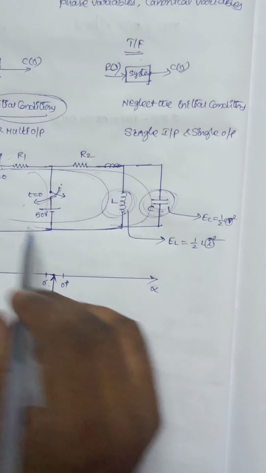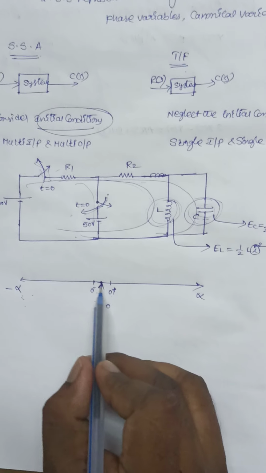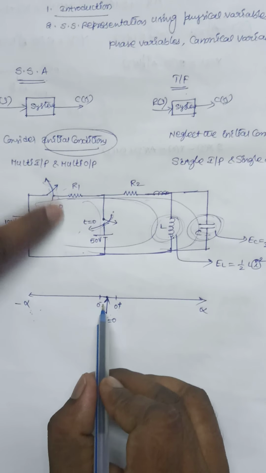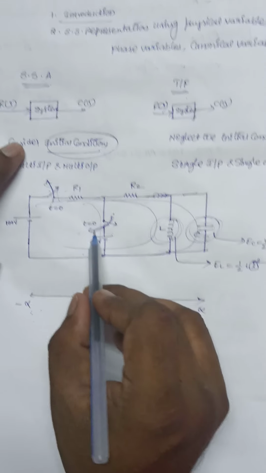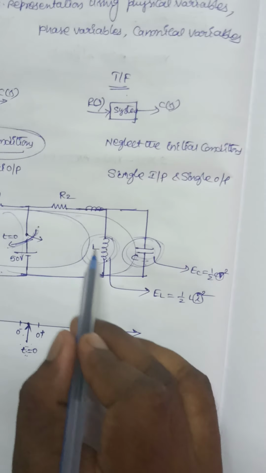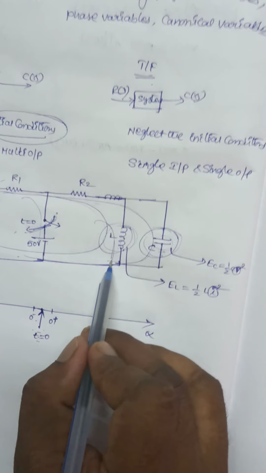Whenever t is equal to 0, the switching action is done here. That means at t is equal to 0, one switch is opened and the other switch is closed. But previously there is a current flowing through that element.